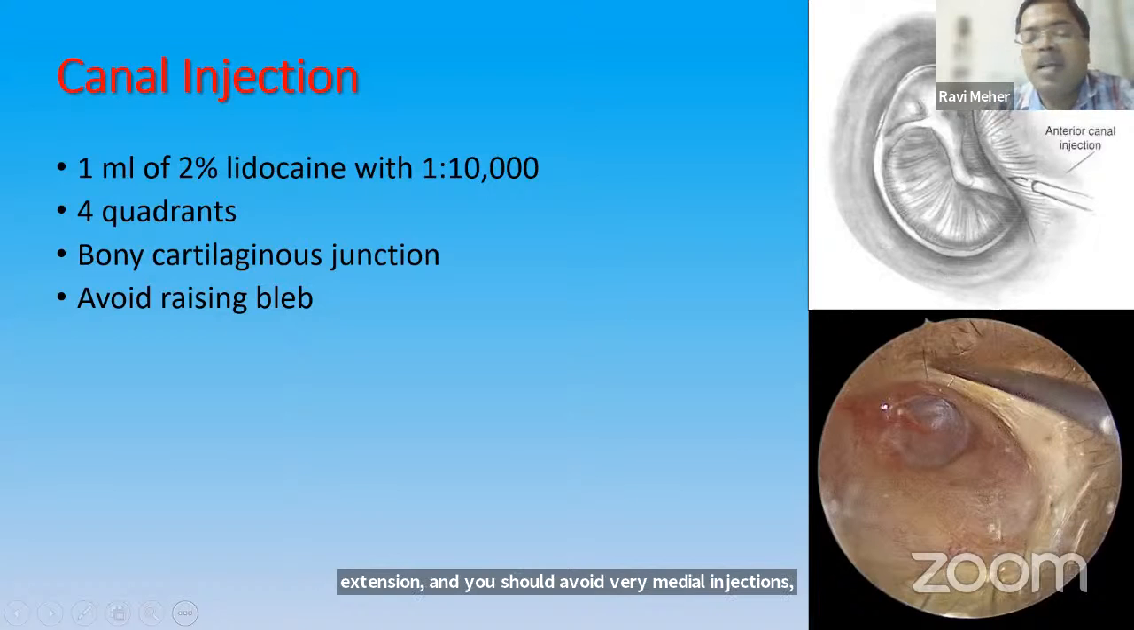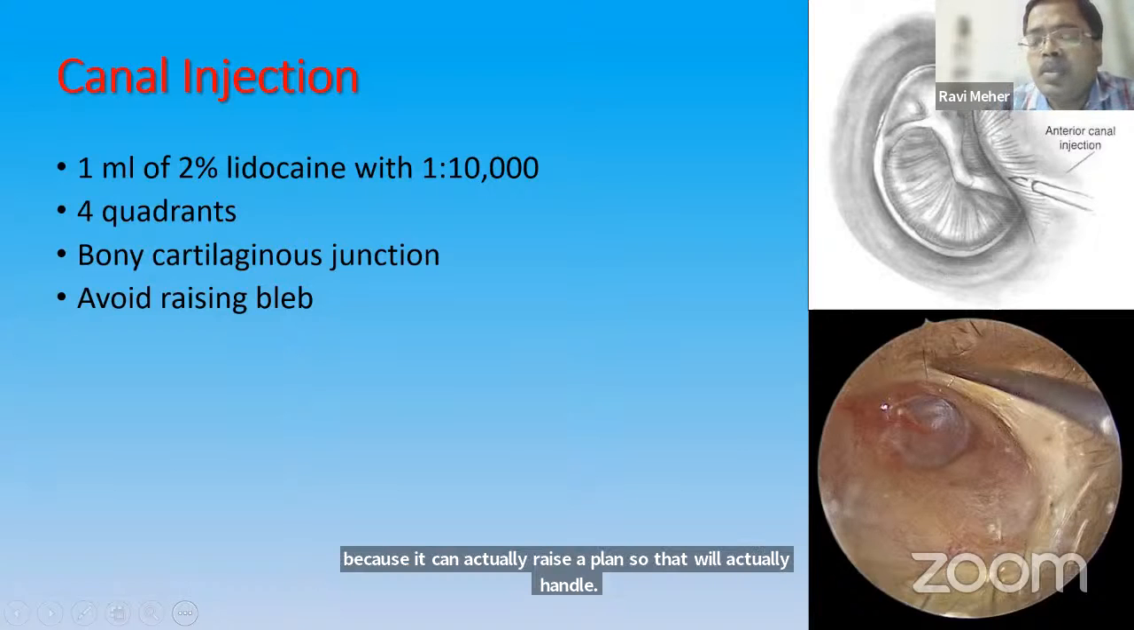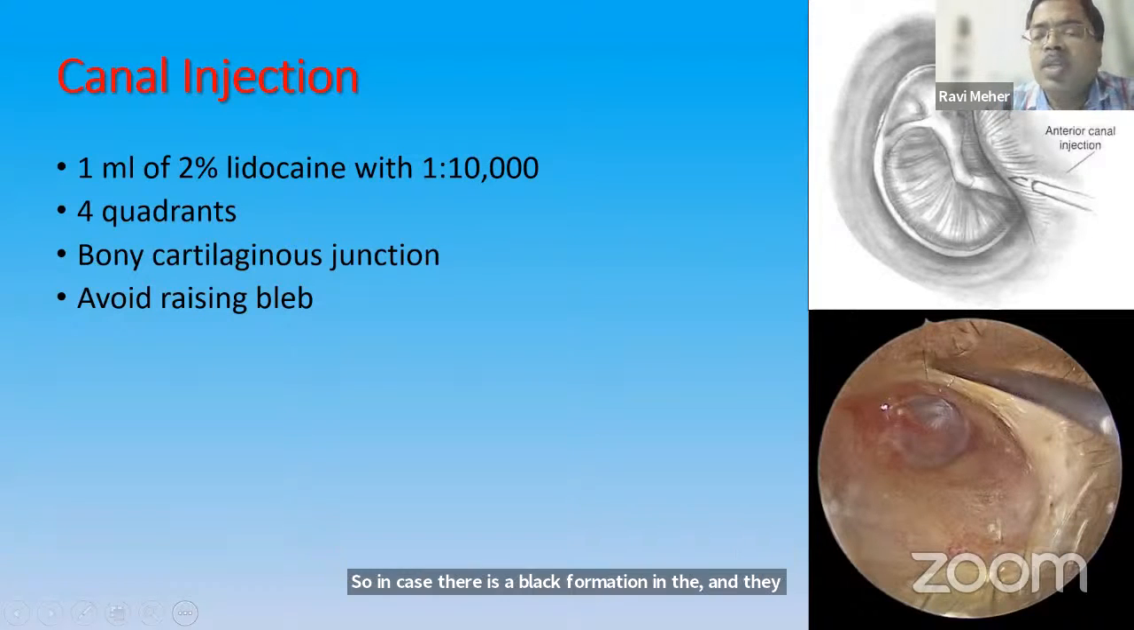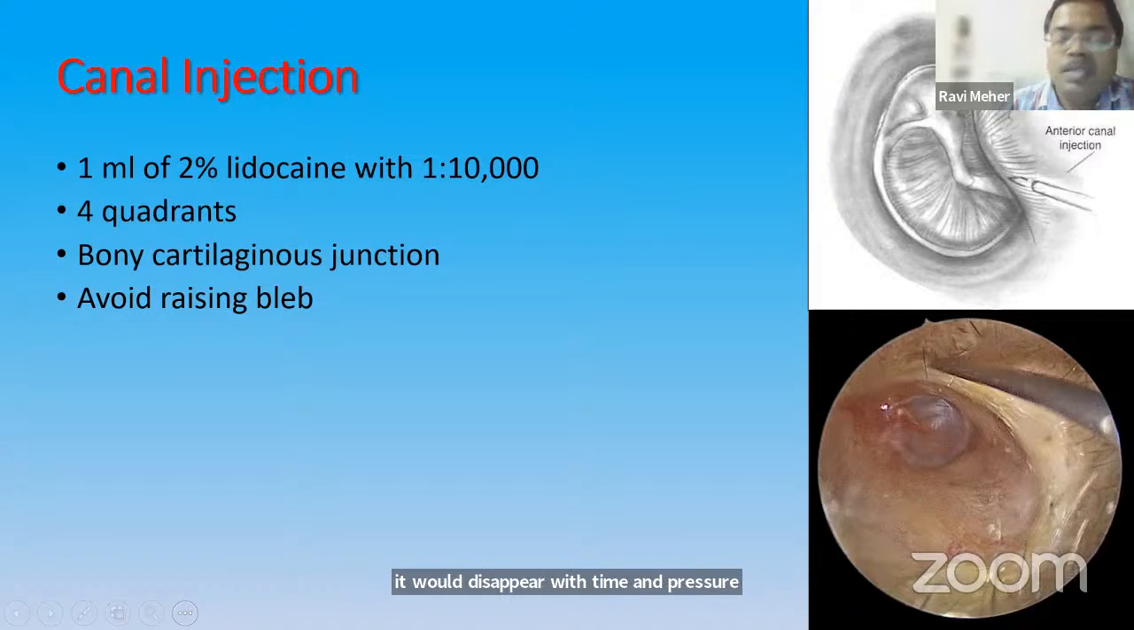So in case there is a bleb formation in the canal, you can just pack it with ADR saline, and it will disappear with time and pressure. So you just have some patience, and you can tackle this bleb also.